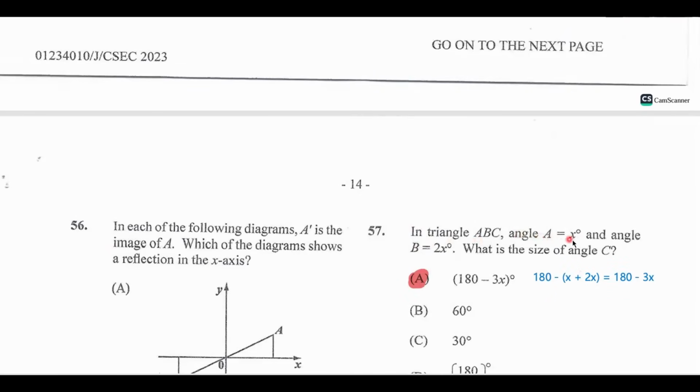Question 57. Triangle ABC. Angle A is x degrees. Angle B is 2x degrees. What's the size of angle C? Well, the sum of the angles in a triangle is 180, so C will be 180 minus x plus 2x. We know x plus 2x is 3x, so it's 180 minus 3x. That's B.